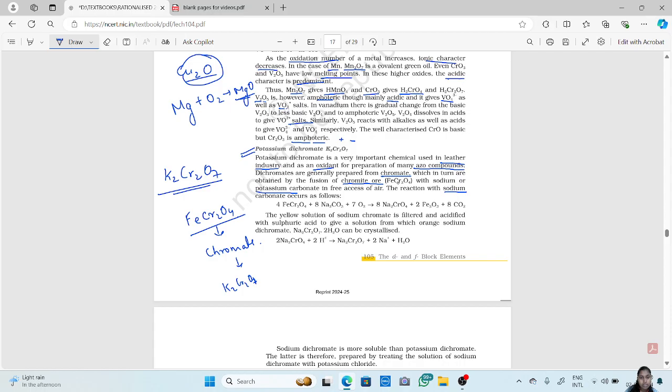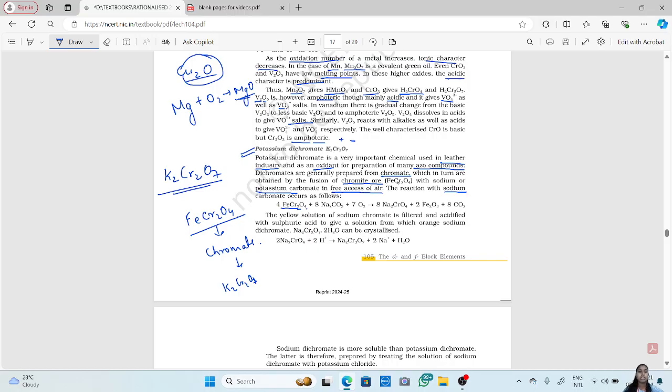Now, what is the reaction? Here you can see it is the chromite ore. The chromite ore is mixing with sodium carbonate and oxygen, in the presence of free air. They should have an excess of free air, and air, as you know, contains oxygen. So when you mix chromite ore with sodium carbonate in the presence of air, you get sodium chromate, ferric oxide, and carbon dioxide is released.